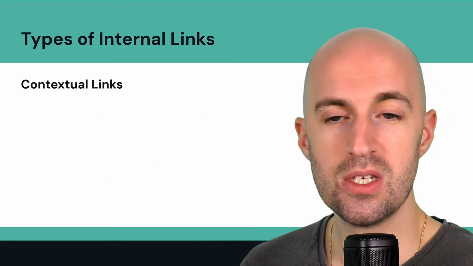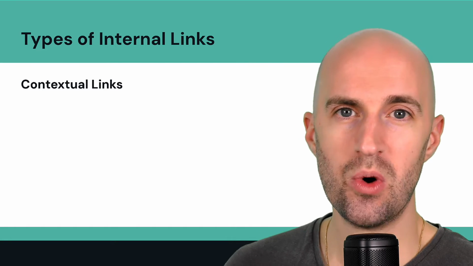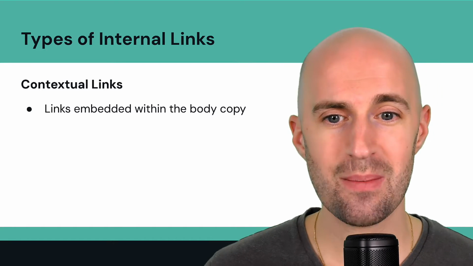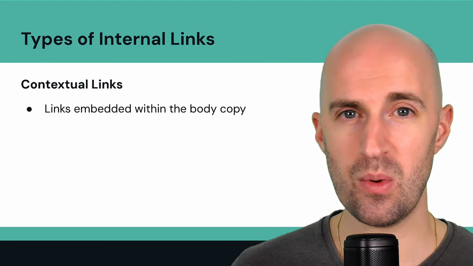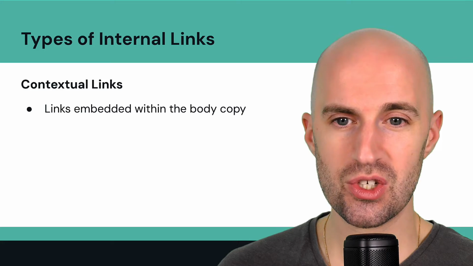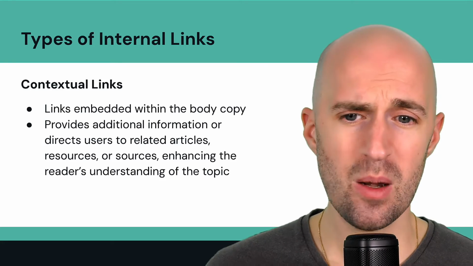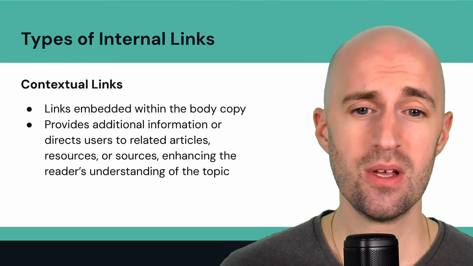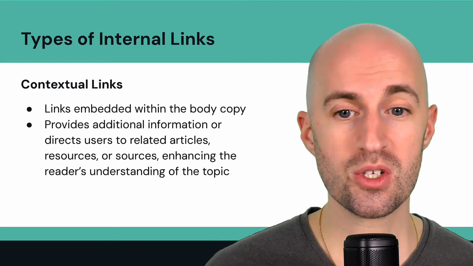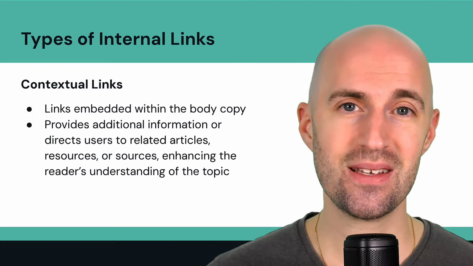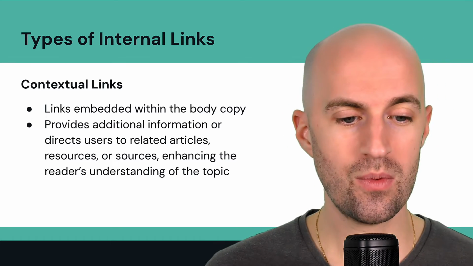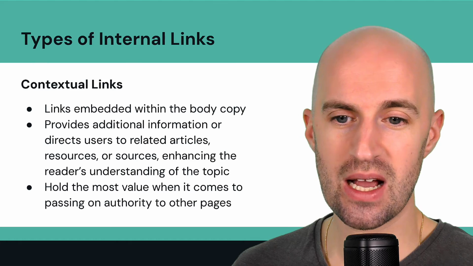Contextual links. These are very, very important, and you'll hear that word quite a lot in SEO. These are links embedded within the body copy, within the main content piece, like an article or a page. It provides additional information or directs users to related articles, resources, or sources. It enhances the reader's understanding of the topic and provides extra resources for them to visit and check out.